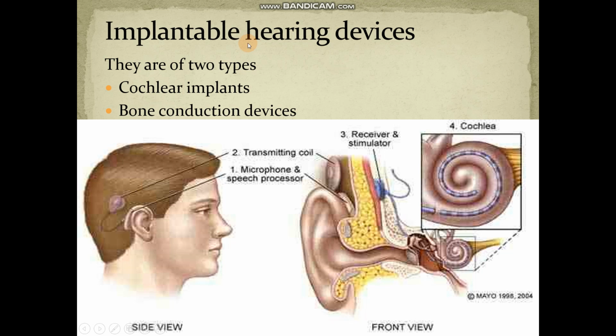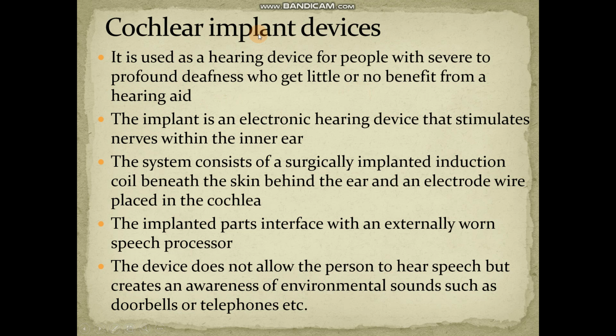Besides those hearing aids, there are implantable hearing devices, cochlear implants as well as bone conduction devices. So coming to the cochlear implant devices, these are used in people with severe profound deafness. Here the device does not allow the person to hear the speech, but creates an awareness of sounds such as doorbells or telephones. So that means the cochlear implants are used in patients with severe profound deafness.